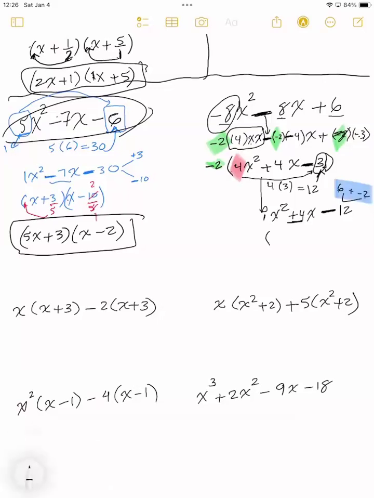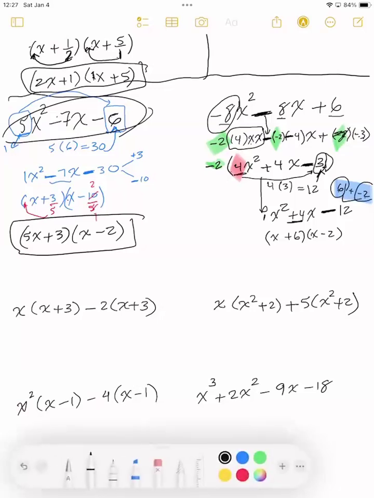I open up the two parentheses, put x inside each, positive 6 and negative 2. Those are my factors. You cannot forget this step, otherwise your answer will be incorrect. You divide both by 4. 6 divided by 4 is 3 over 2. You must reduce these fractions, otherwise your answer is incorrect.